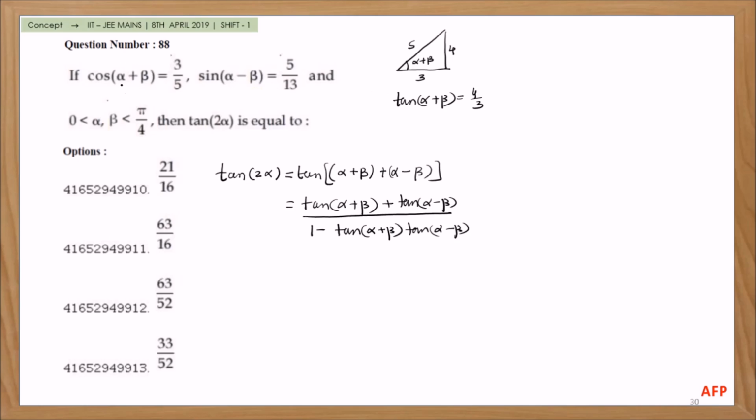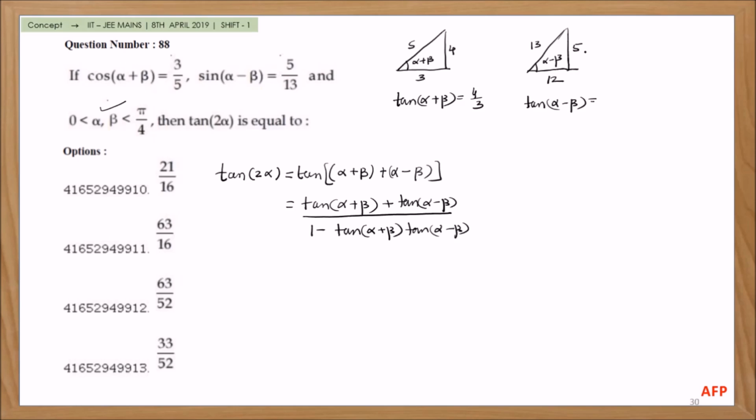And so if you add alpha, it lies in the first quadrant. Next, we will draw a triangle for alpha minus beta. Opposite side by hypotenuse. 169 minus 25 is 144, square root is 12. So this we will write in terms of alpha minus beta.